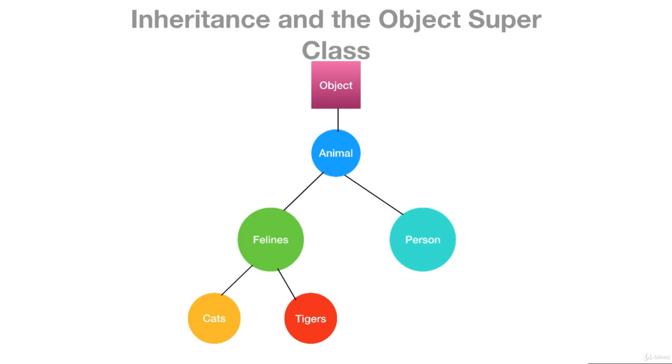But animal, being our parent class for felines and person and cats and so forth, also inherits implicitly from object. Also, all classes that we create in Dart or any object-oriented programming language inherit from this big main class called object. And we'll see examples of how we know that this actually happens. Any parent class that we ever write implicitly inherits from object, the object superclass as we call it.